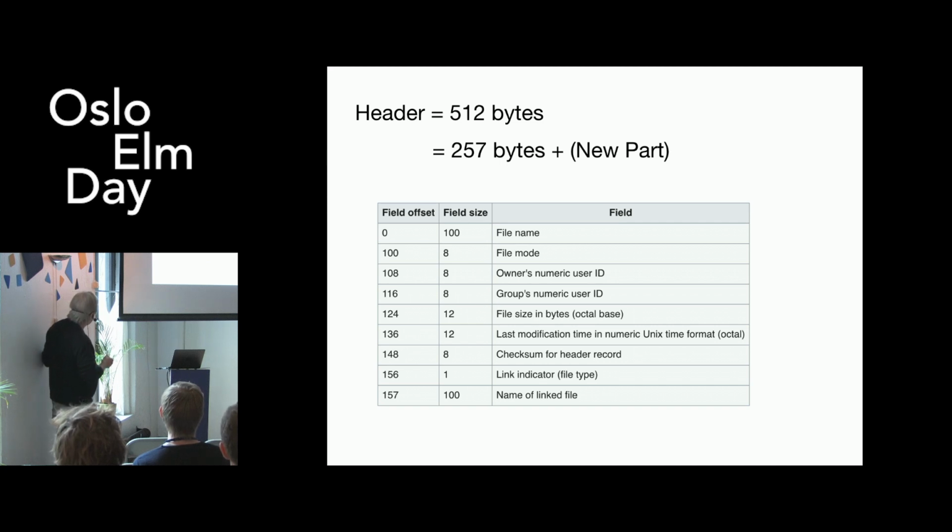Very important, at offset 148, there's an 8-byte checksum field. You have to get that exactly right, which I definitely did not get at first. Otherwise, your tar archive will be non-extractable.